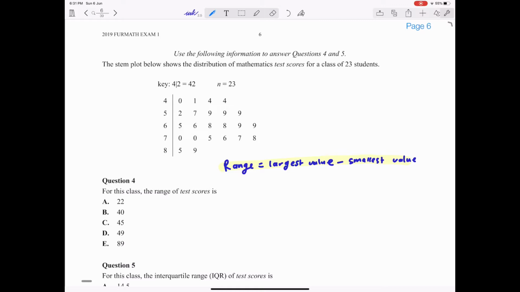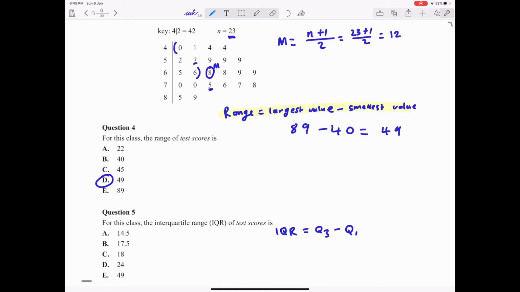Question 4. The stem plot below shows the distribution of mathematics test scores for a class of 23 students. For this class, the range of test scores is... I've written over here the formula for the range. The range is just the largest value minus the smallest value. The largest value is 89, and the smallest value is 40. So we do 89 minus 40, which gives us 49. Therefore, the range is 49, and D is the correct answer.